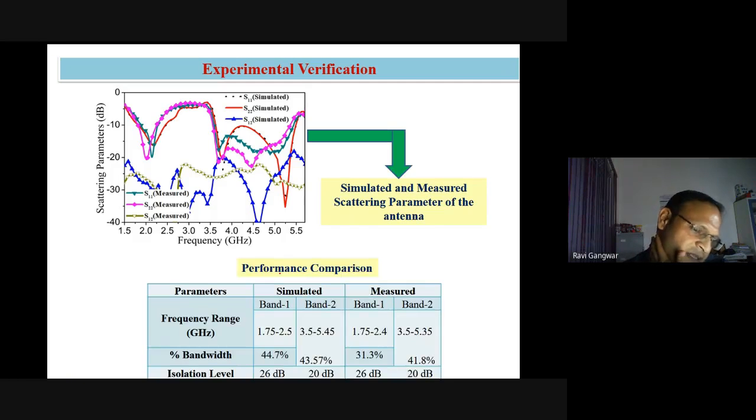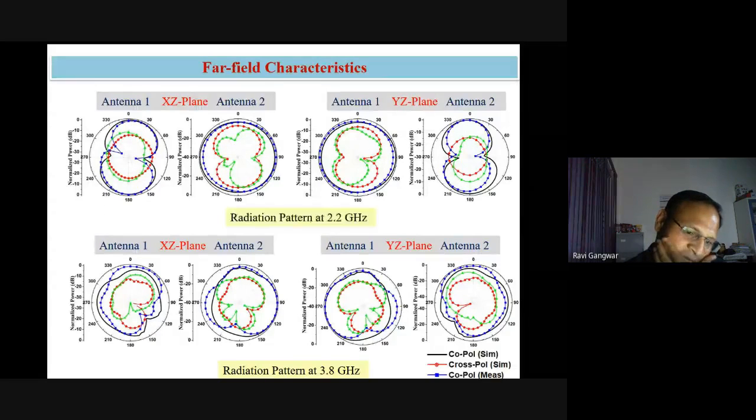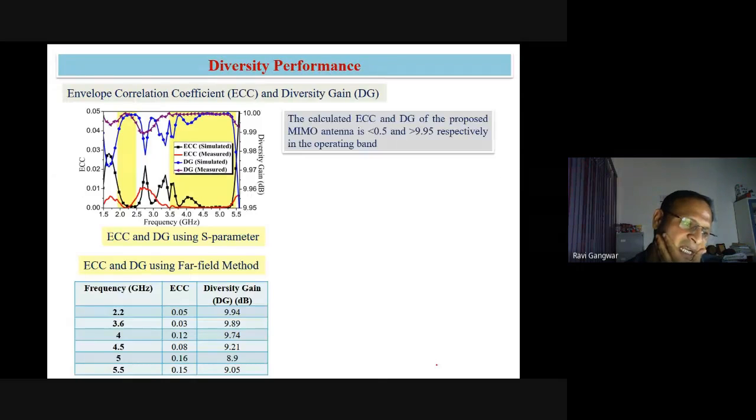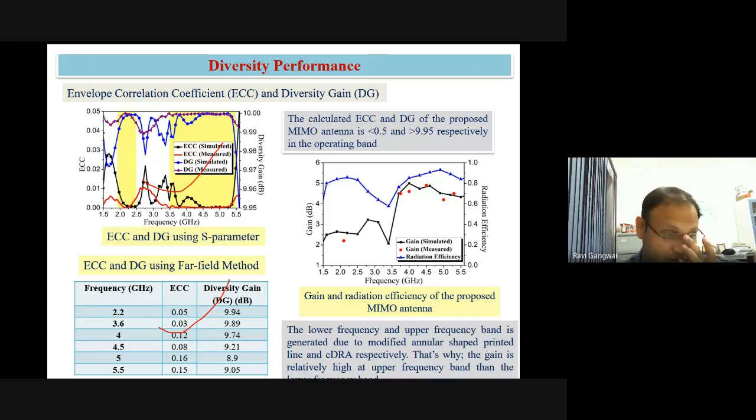Then I have verified with the experimental values. You can see that here the simulated and measured values are 26 and 26. Both basically match perfectly in the case of this particular antenna design. Then the far field values, you can see both are perfectly matched, and the diversity values. This is the far field pattern, and that is due to your S parameters. Both are perfectly in their specified values.